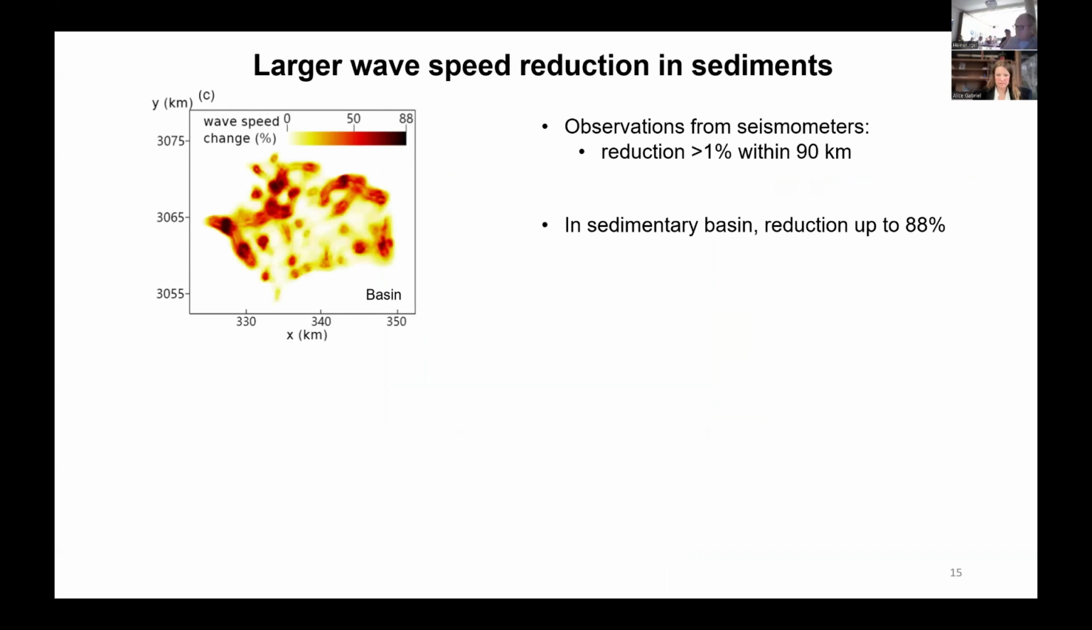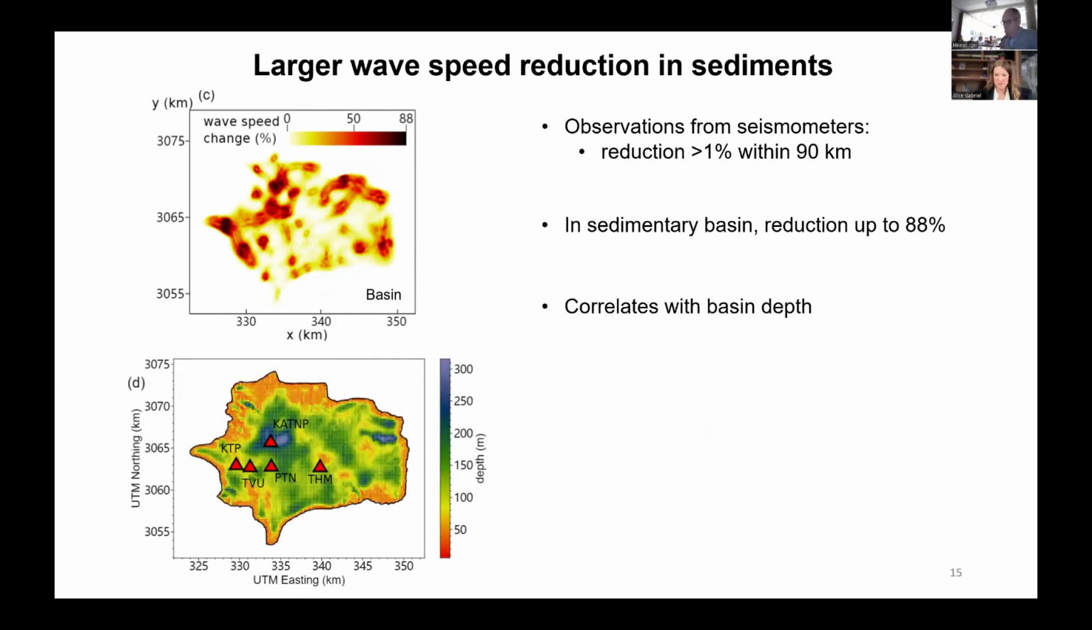Maybe we can understand it from the actual wave speed reduction inside the sedimentary basin. This is again from our model results, and we see inside the basin we have a reduction up to 88%, and it has a very heterogeneous distribution. It's actually correlated with the basin depth. The deeper the basin, usually the larger the modulus reduction, and that's where the wave field is more amplified.